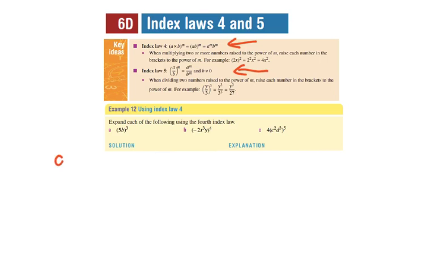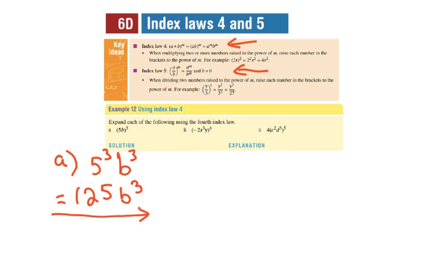Looking at example 12a, everything inside of that bracket will be getting the power of 3. So it's going to be 5 to the power of 3 and b to the power of 3. We're going to complete that calculation of 5 to the power of 3, which gets me 125, and then b to the power of 3 stays as is. There you go. Fairly simple since we'd already looked at index law number 3 before. Now let's have a look at b.